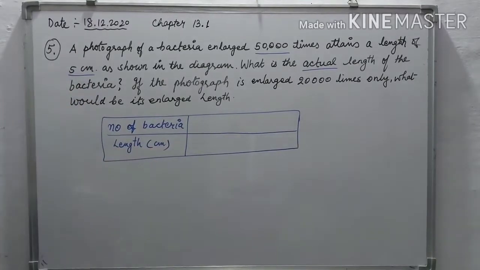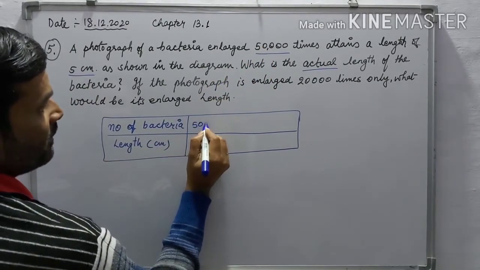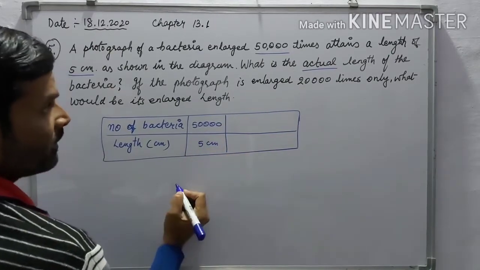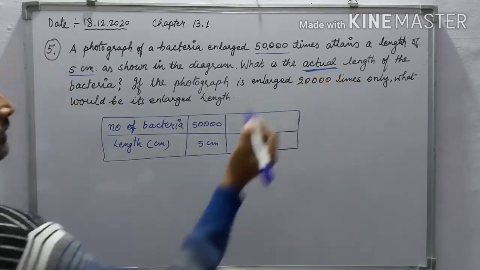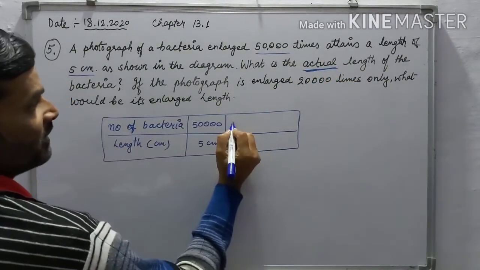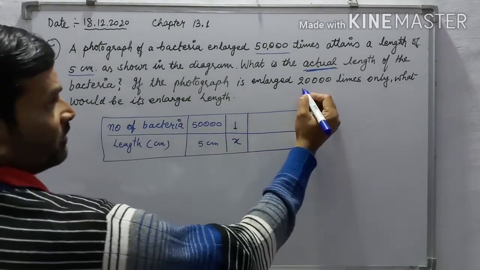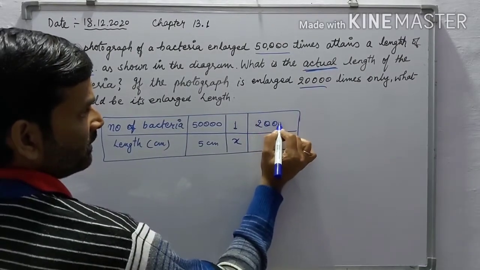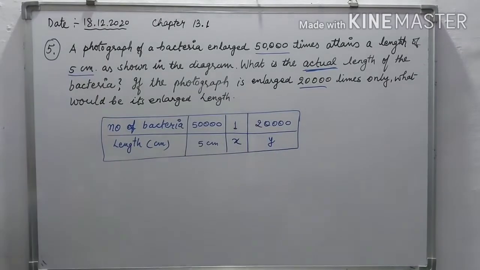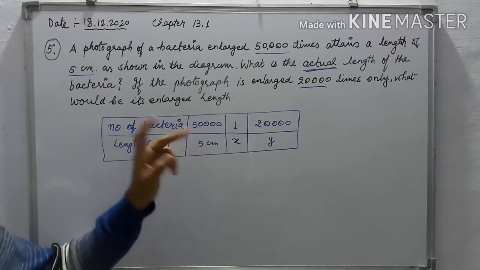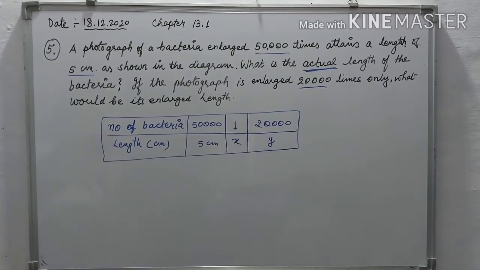The given: the number of bacteria is 50,000, the length is 5 centimeter. The first question is to find the length when the number of bacteria is 1 and the length is x. The second question is when the number of bacteria is 20,000, find the value of y. Here x is the length of one bacteria, and y is the length of 20,000 bacteria. So this is the value of x and y.